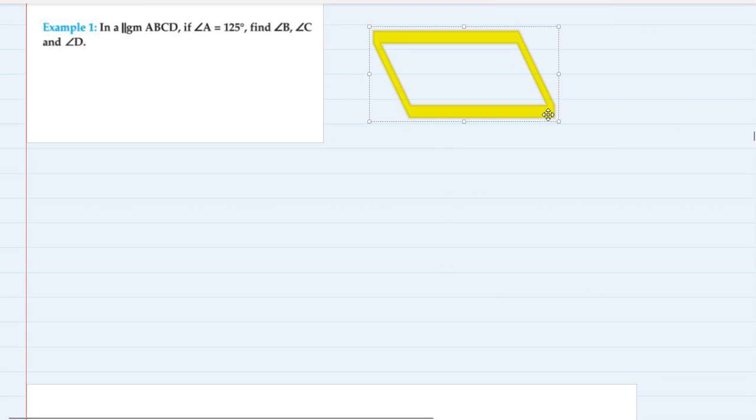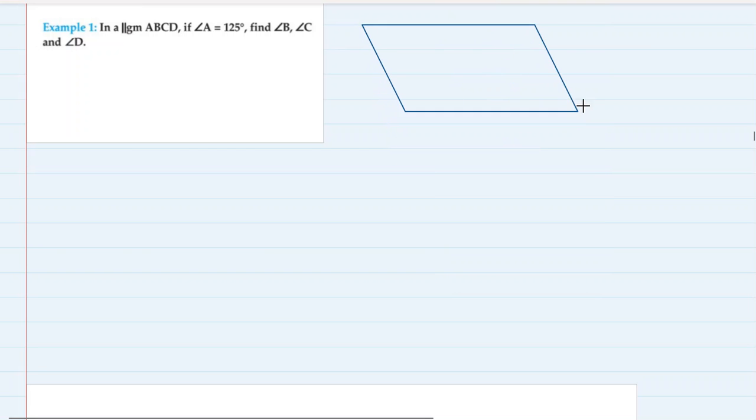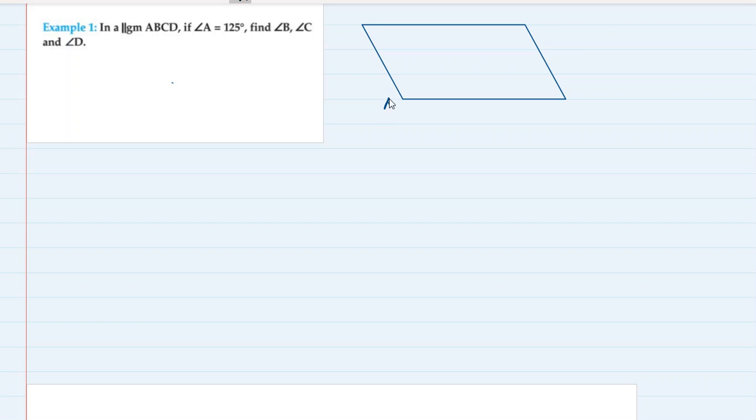Let me draw a parallelogram. So angle A is 125 degrees. You have to find angle B, angle C and angle D. First of all, angle A is equal to angle C is equal to 125 degrees. Opposite angles of a parallelogram are equal.